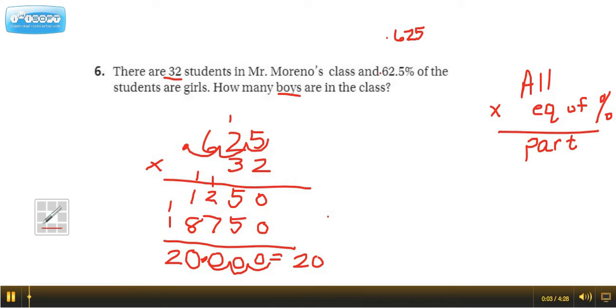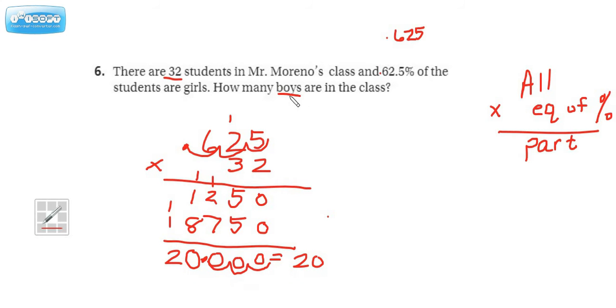We're taking a look at question number 6 from 5.4. There are 32 students in Mr. Moreno's class and 62 and 5/10% of the students are girls. How many boys are in the class?